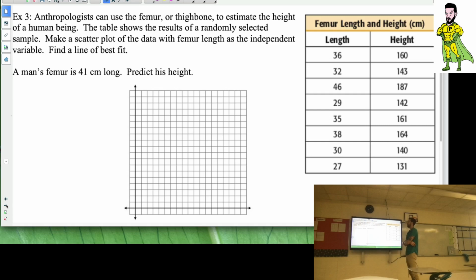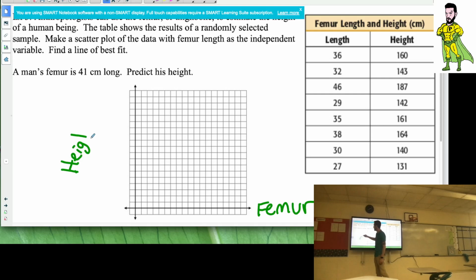Come on, there we go. And the other one would be the height. Not sure why it's not letting me write like that. Oh, is that right? Okay, there we go.